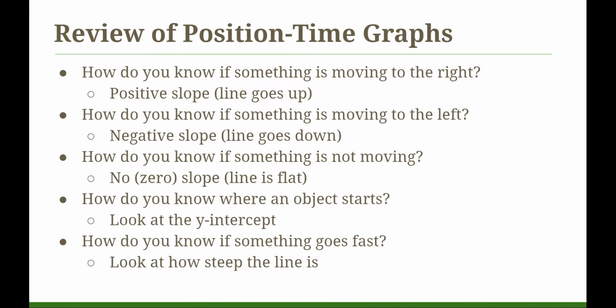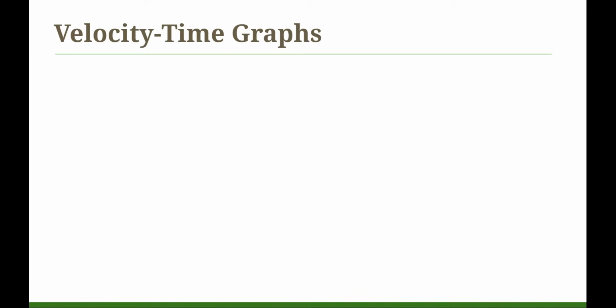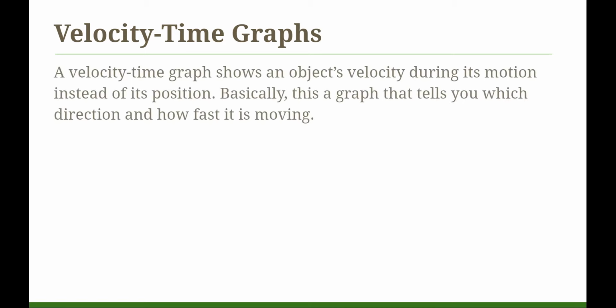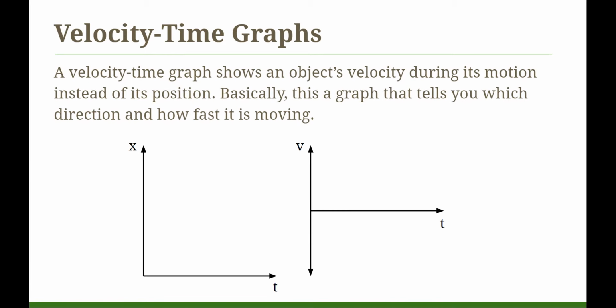So we are going to use that information to make some new graphs. These new graphs are just velocity time graphs, and it shows you an object's velocity instead of its position during its motion. So usually we'll be doing these side by side with position time graphs. The velocity time graph basically just shows you which way is something going and how fast is it moving.